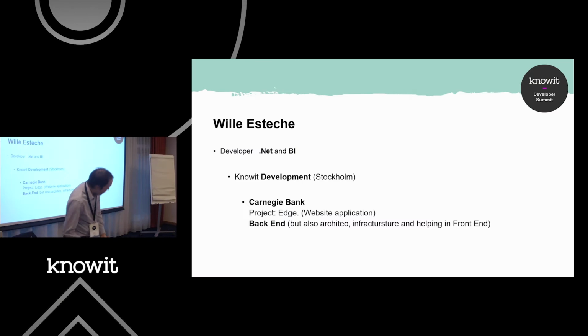My name is Wille Esteche. I'm a developer, mostly a .NET developer. I work with BI, and a lot of tasks were with BI too. I'm from Knowit Development in Stockholm, and I work for Carnegie Bank. Right now I'm working on the back end, architecture and infrastructure, and I'm actually helping in the front end. We are almost done in the back end, so we are working mostly with front end.